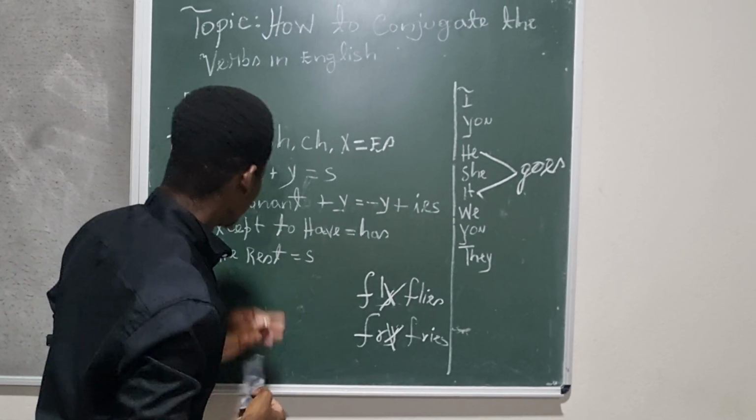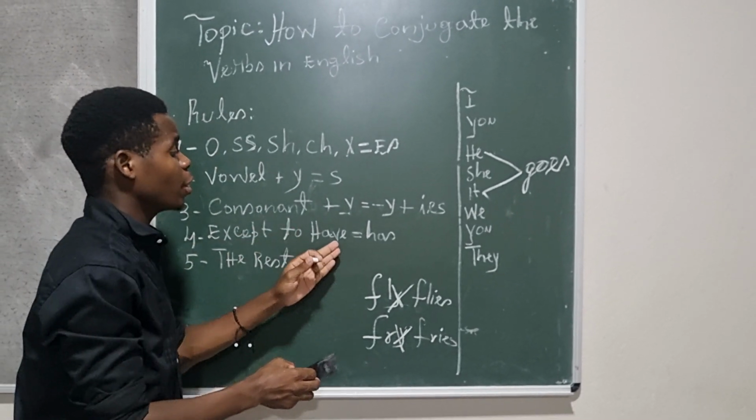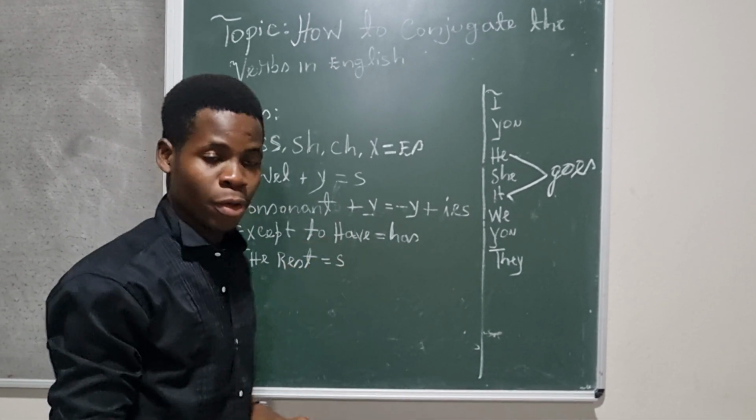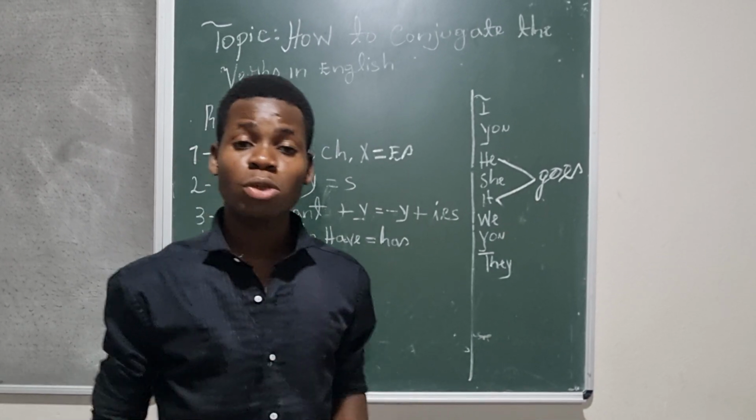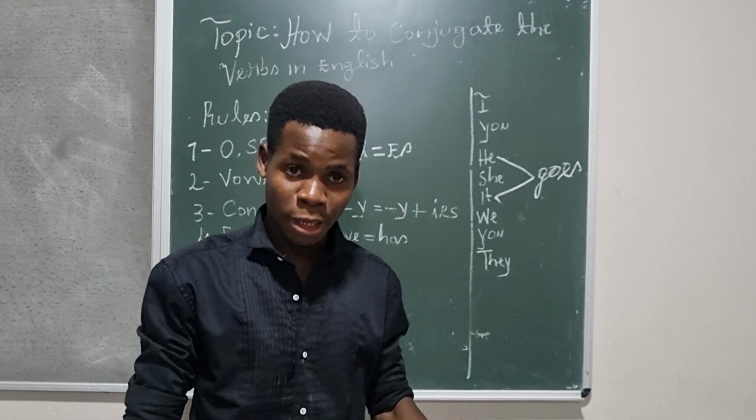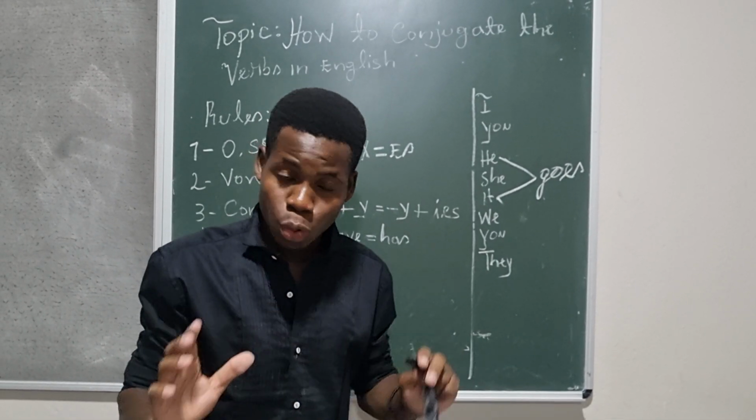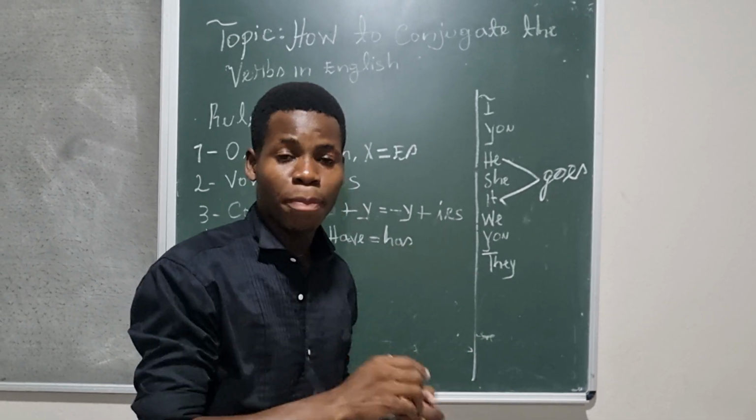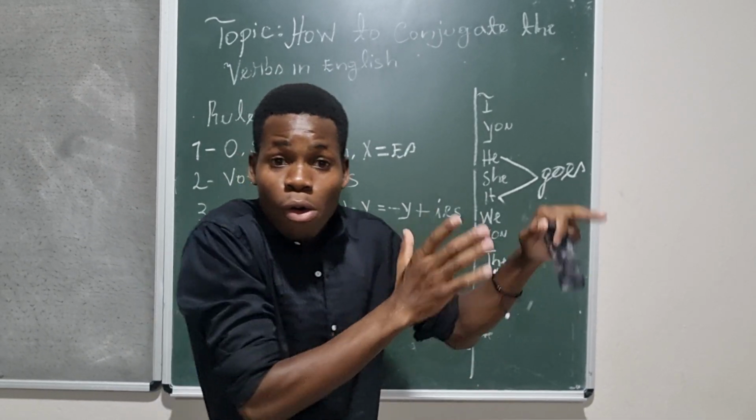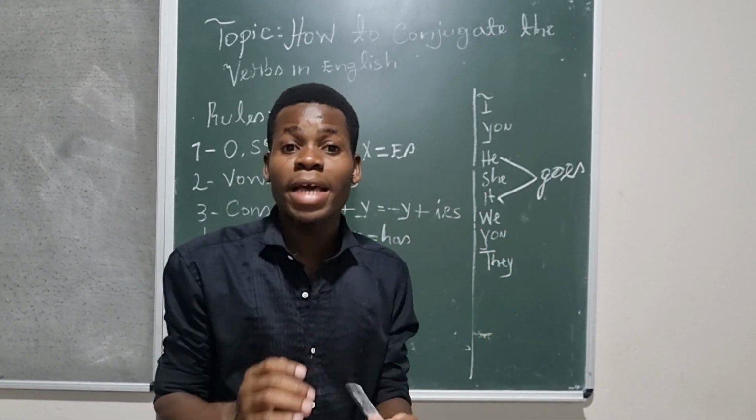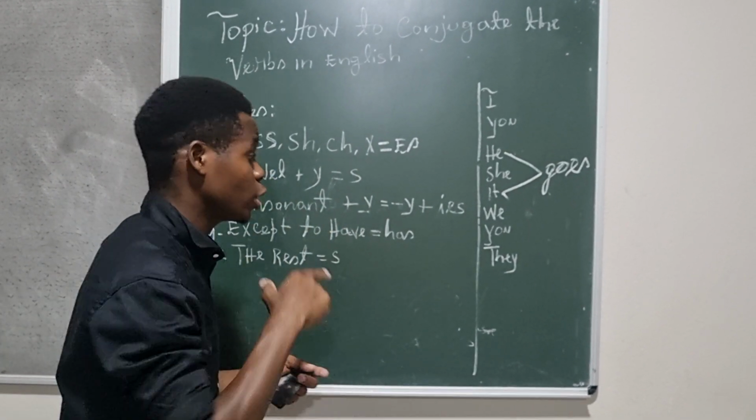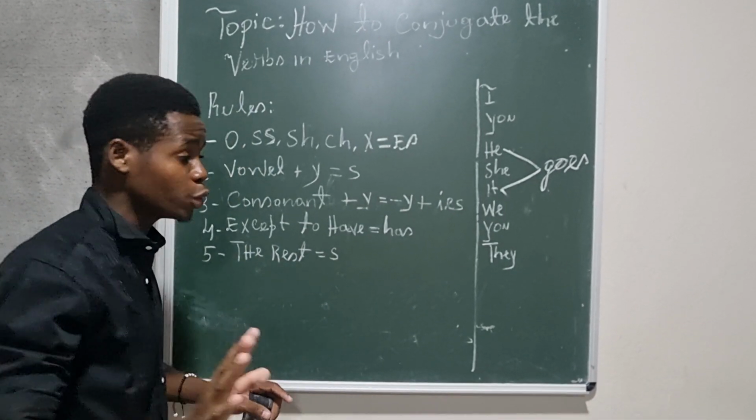Rule number 4 says except to have, that it will be equal has. The verb to have and the verb to be, there is no rule to conjugate them because they have their own natural form. They are verbs that are exceptions. That's why here it's written except to have. And I forgot to put here to be. The verb to be also has no rule to conjugate.